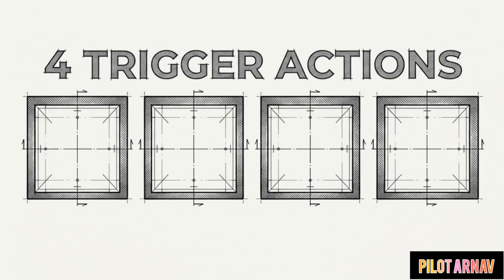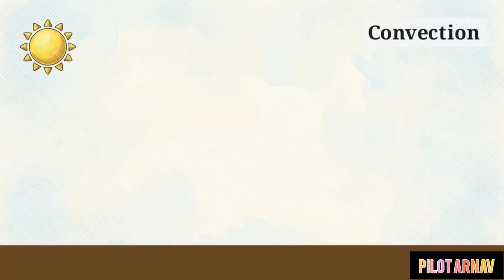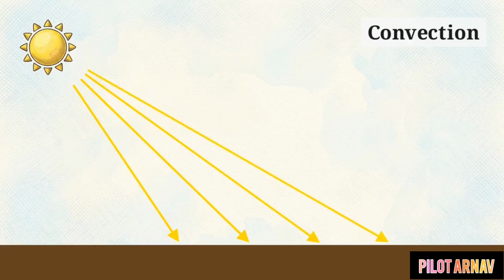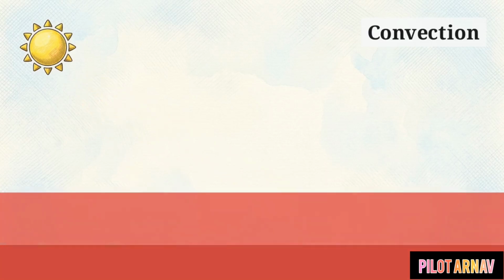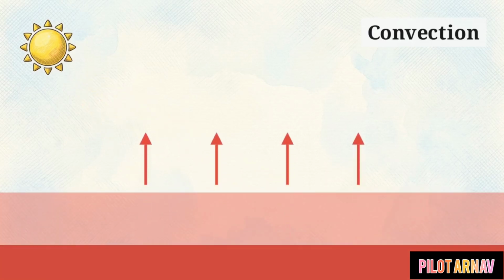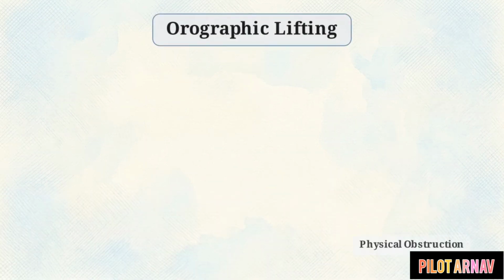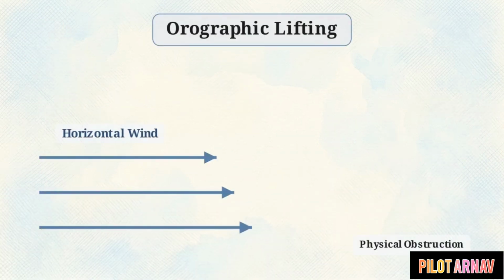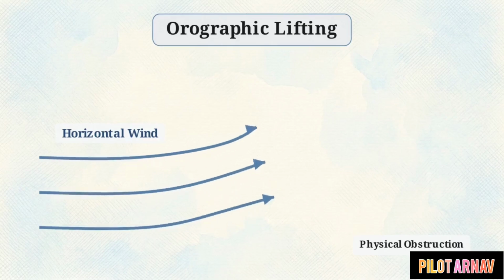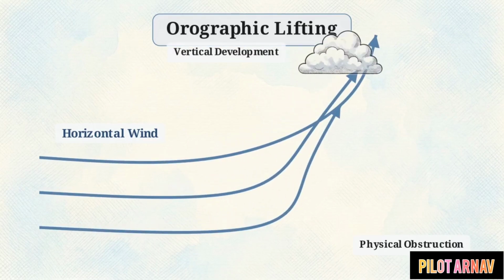Once instability and moisture are present, the atmosphere requires trigger actions to provide the initial upward push. We categorize these into 4 specific mechanical forces. The first trigger is convection, solar radiation heating the Earth's surface, which in turn warms the adjacent air layer. This air becomes lighter and begins its ascent. The second trigger is orographic lifting. When horizontal wind encounters a physical obstruction like a mountain range, it is forced upward along the slope.